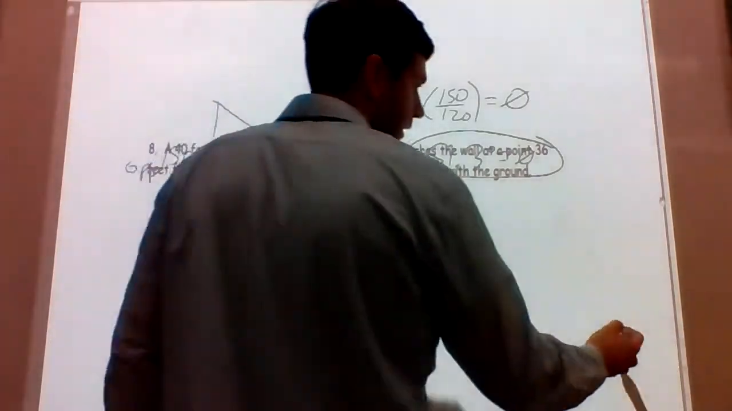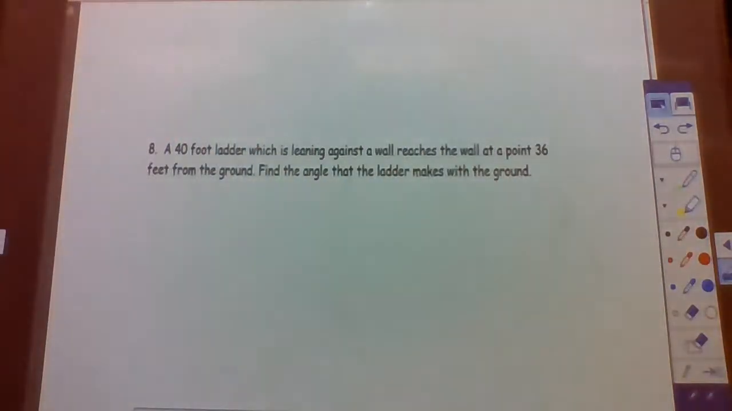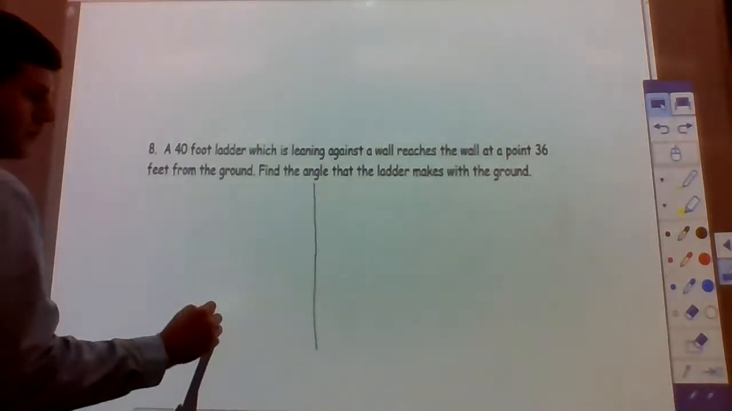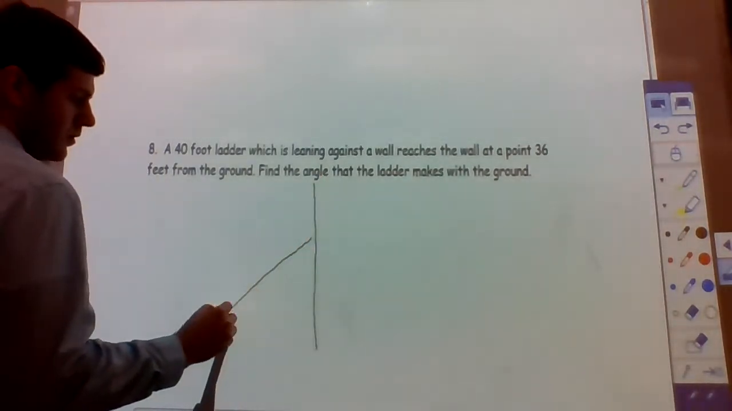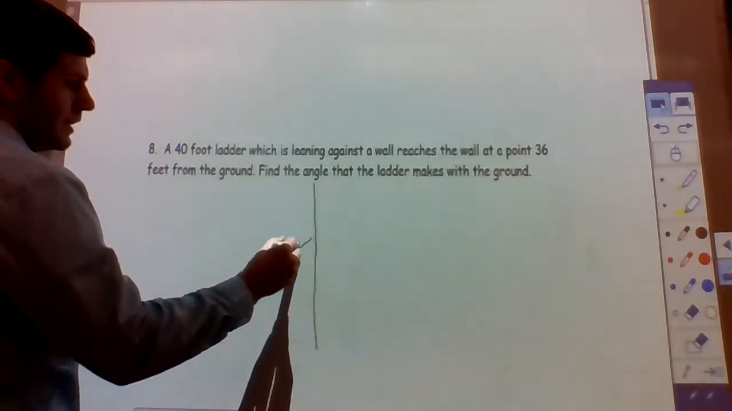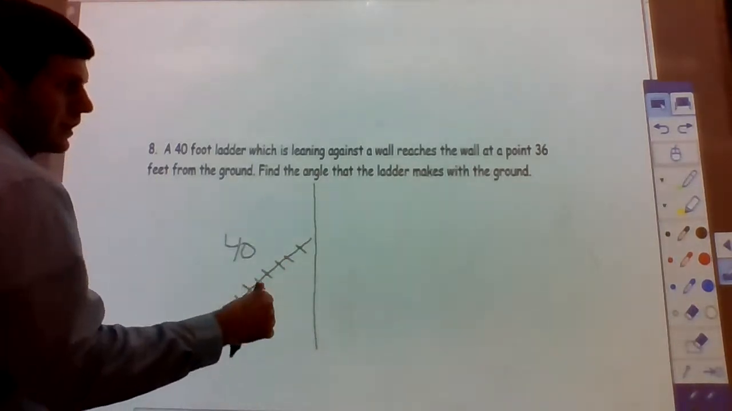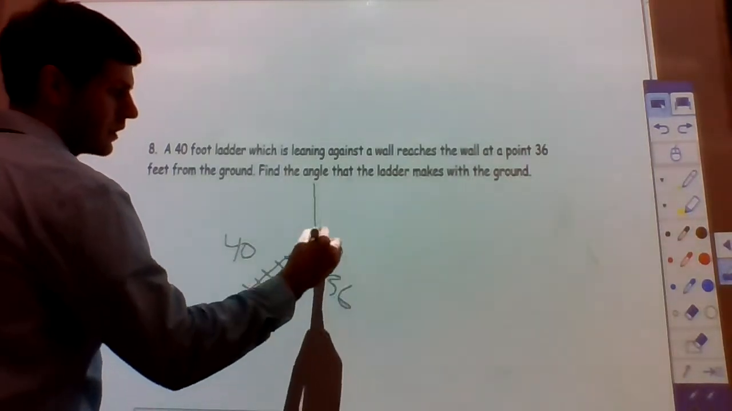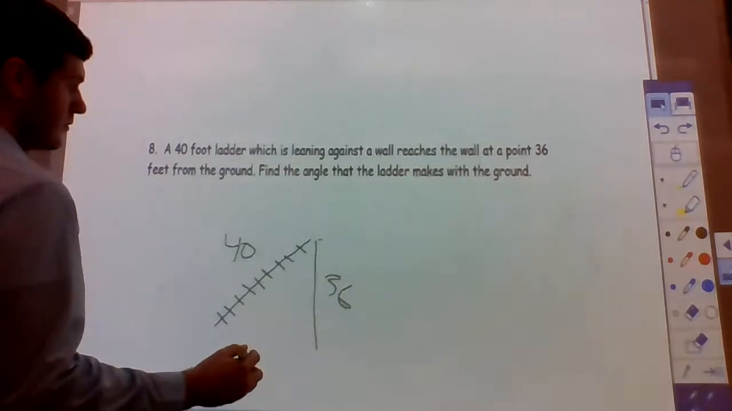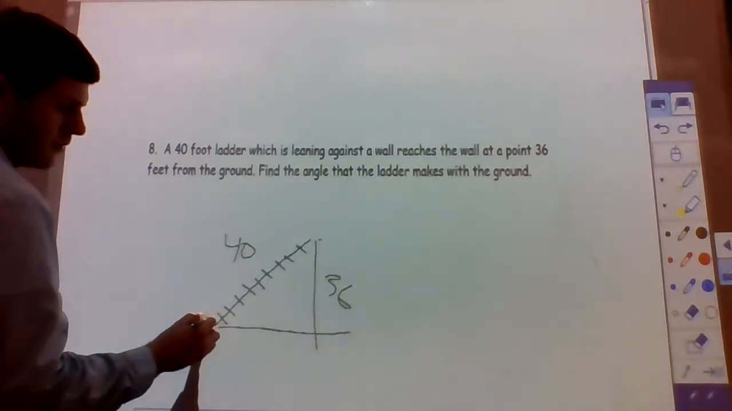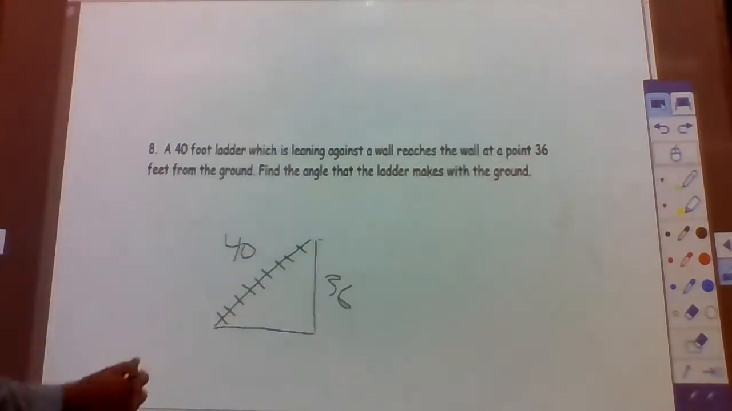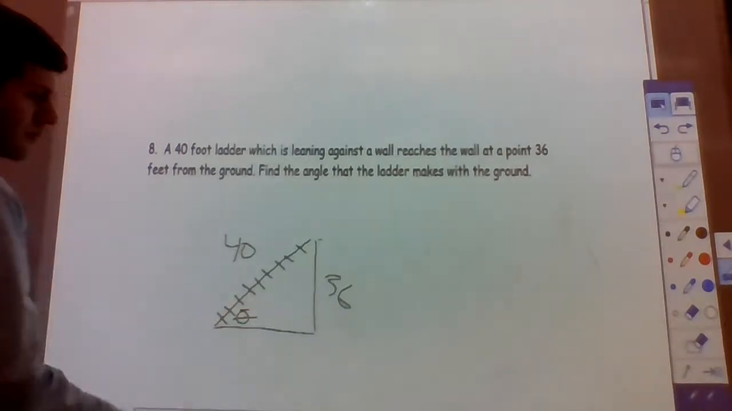Okay, number 8, last one, we have a 40-foot ladder. This is leaning against a wall. So here's a wall. We have a 40-foot ladder leaning against the wall. Here's my ladder. It's 40 feet. Leaning against the wall. It reaches at a point that is 36 feet from the ground. So here's the ground. So that's going to be 36. Find the angle the ladder makes with the ground.